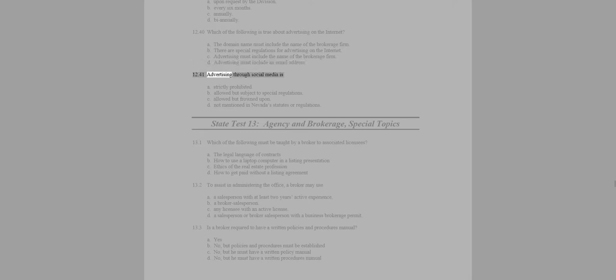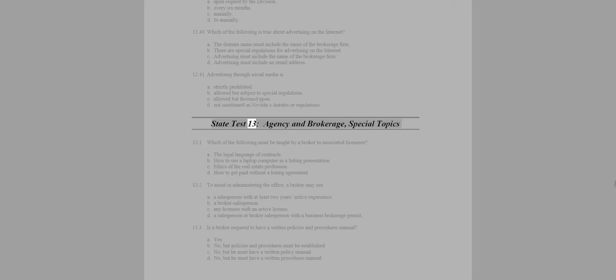12.41 Advertising through social media is: A. Strictly prohibited. B. Allowed but subject to special regulations. C. Allowed but frowned upon. D. Not mentioned in Nevada statutes or regulations.